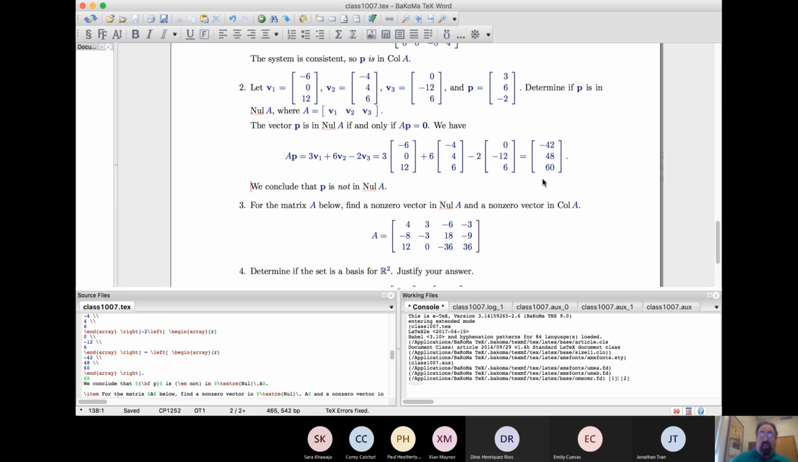So because A times P is non-zero, that means it is not in the null space. So given a matrix A in terms of its columns, if you want to know if a given vector is in the null space, just carry out the matrix vector multiplication. And if you get 0, it's in the null space. Otherwise, no.